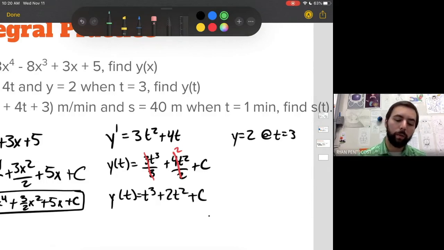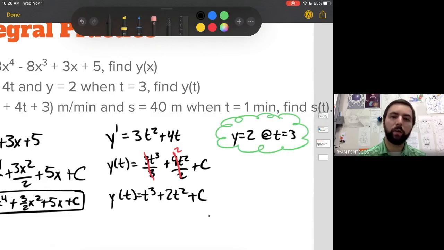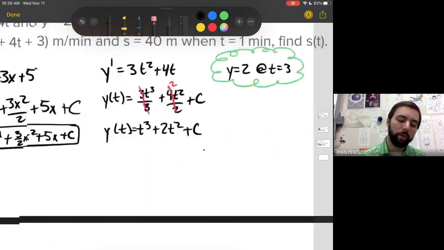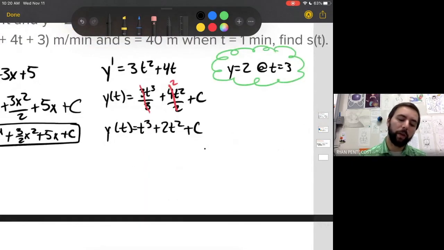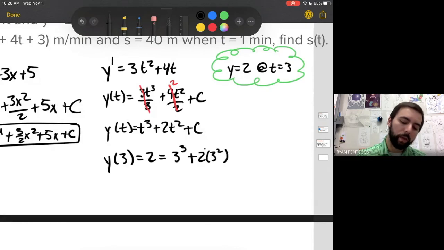However, remember when I said that you can actually find the value of c if you are given the information necessary. Here, we have new information. This isn't something we've had before. So at t equals 3, that means the function y equals 2. So if we set all these t's to 3's, so you've got 3 cubed plus 2 times 3 squared plus c.